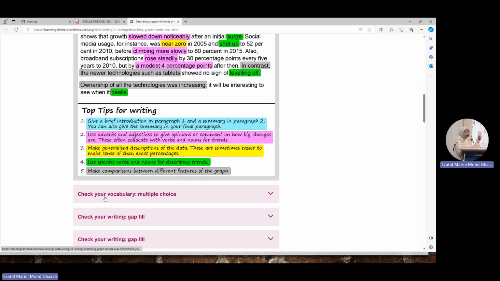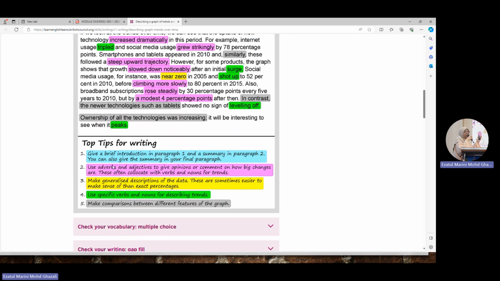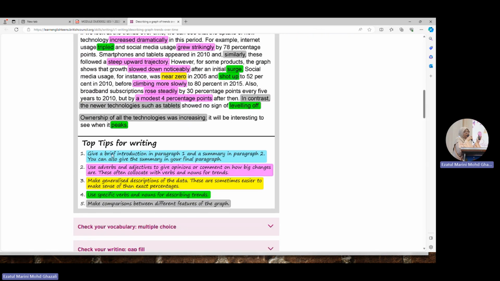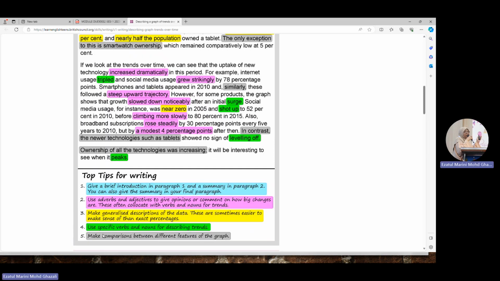Okay, if you look at the explanation, the tips for writing. The blue one gives a brief introduction in paragraph 1 and a summary in paragraph 2. You can also give the summary in your final paragraph. The purple one uses adverbs and adjectives to give opinions or comment on how big changes are. You want to talk about the changes and how big, how slow, how fast. These often collocate with verbs and nouns for trends.